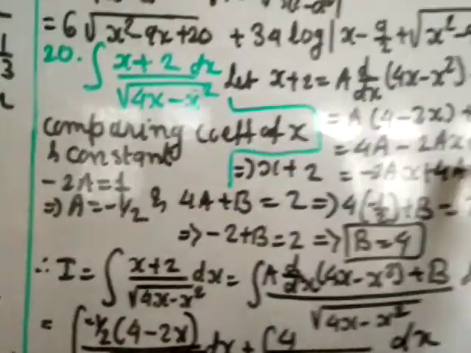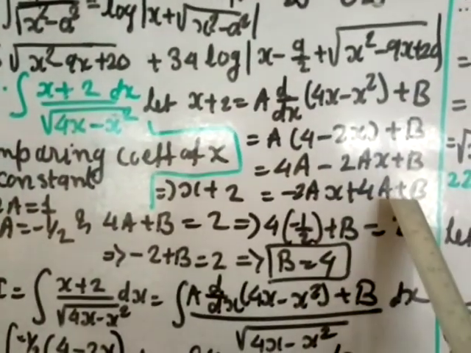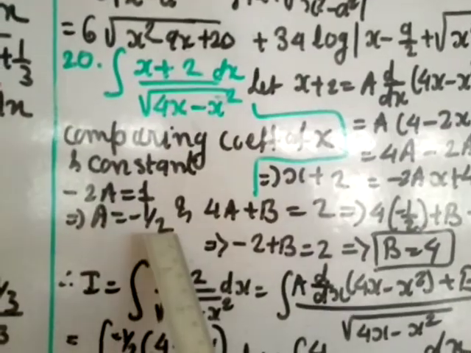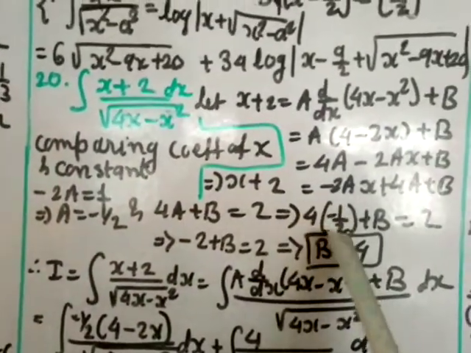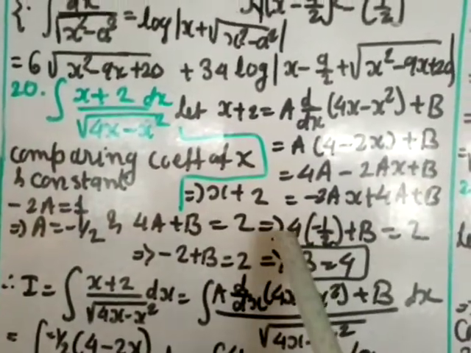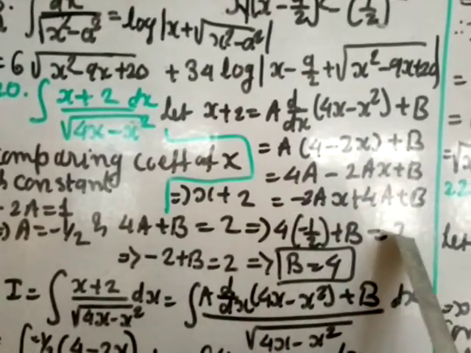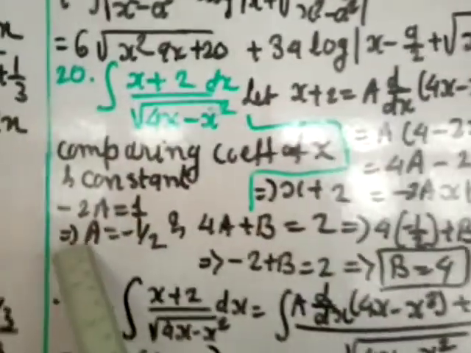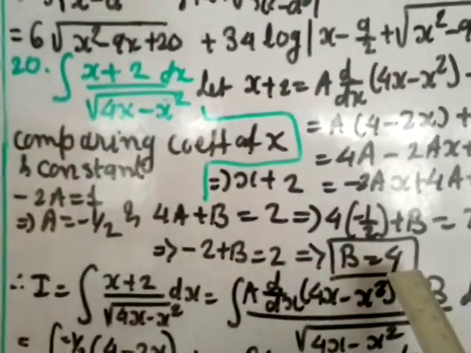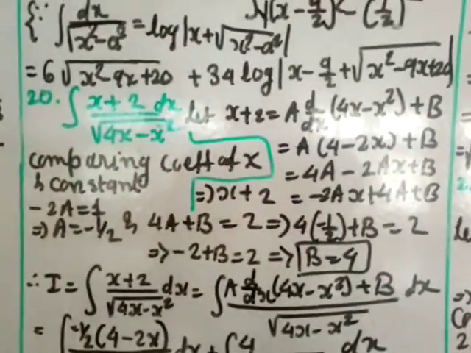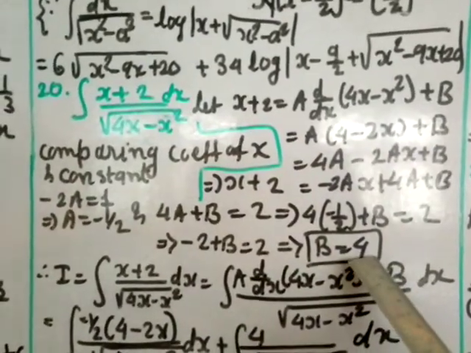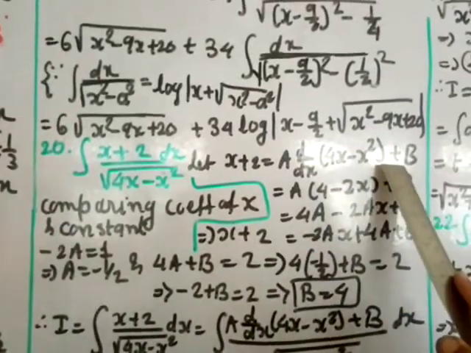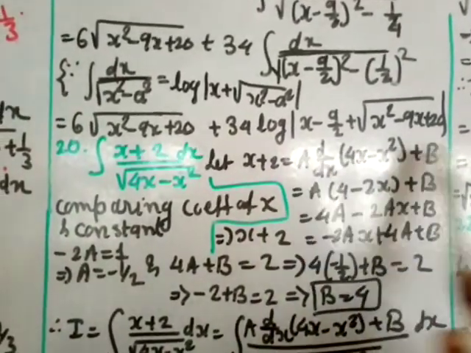And this side the constant is 4a plus b, and here it is 2, so 4a plus b equal to 2. Put the value of a as minus 1 by 2: 4 into minus 1 by 2 plus b, cut by 2, so you get minus 2, and transferring it gives plus 2, which gives 4. So b value is 4. We found both values: a is minus 1 by 2 and b is 4. Now both these values will be placed instead of a and b.